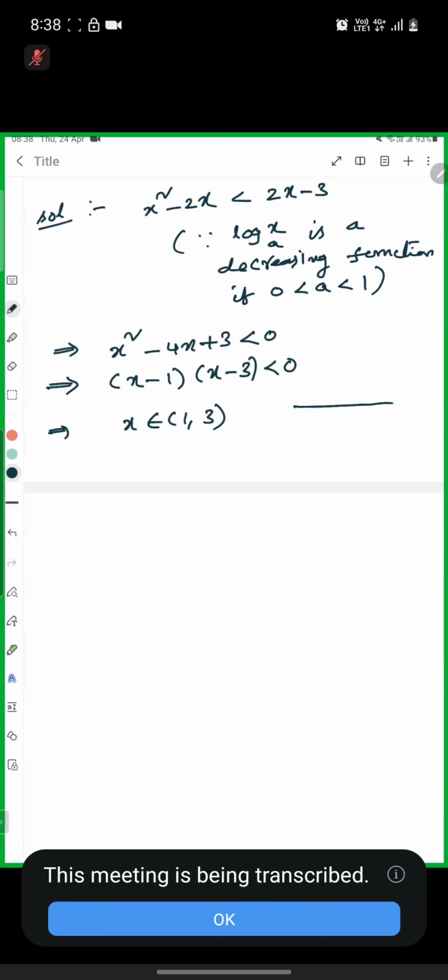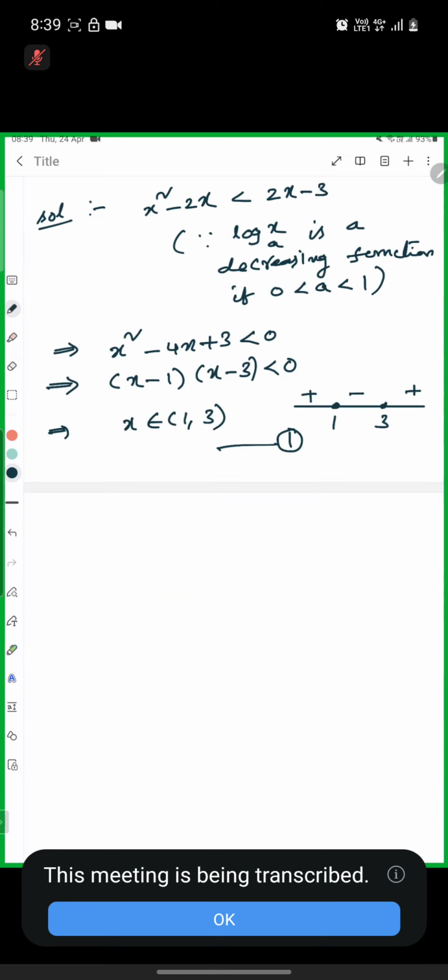This is the real line. We have two real numbers 1 and 3 in ascending order. This is the order: plus, minus, plus. We need expression to be negative. That was there between 1 and 3. That's what is x belongs to 1 comma 3. And this is not the solution finally.